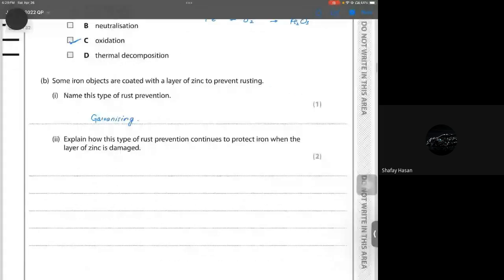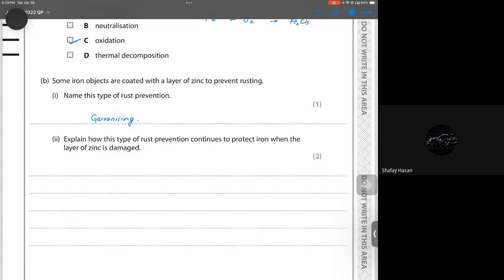Some iron objects are coated with a layer of zinc to prevent rusting. Name this type of rust prevention. It's galvanizing. Explain how this type of rust prevention continues to protect iron when the layer of zinc is damaged. Of course, zinc is more reactive than iron, so zinc would be reacting instead of iron. That's the reason.